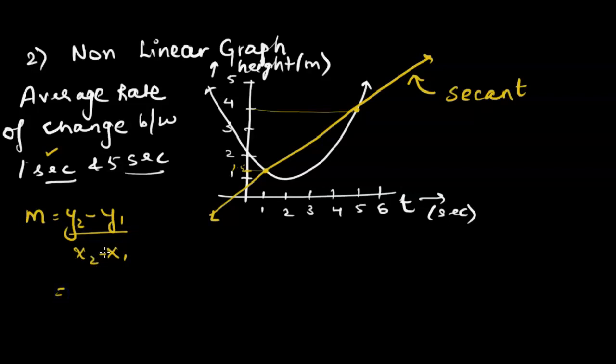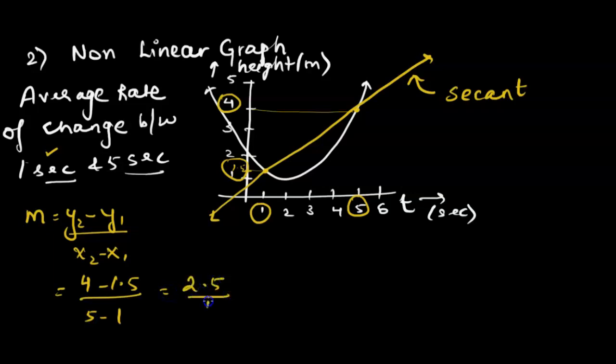What we are going to do is just take y2 minus y1, so 4 minus 1.5 over x2 minus x1, 5 minus 1. This would give us 2.5 over 4, that is 5 over 8. The units that we would put is meters per second.